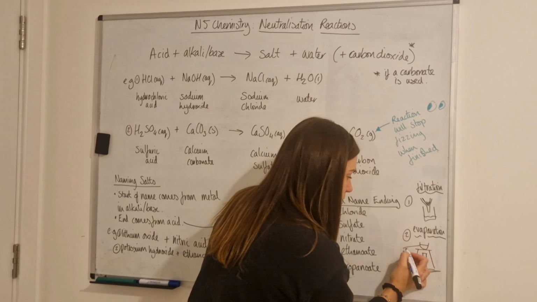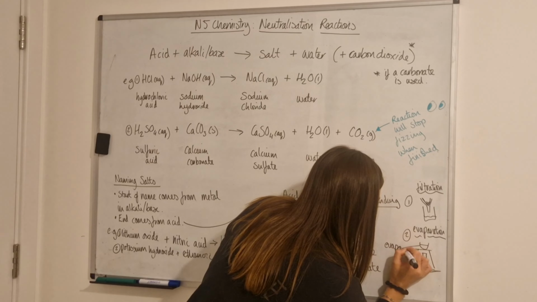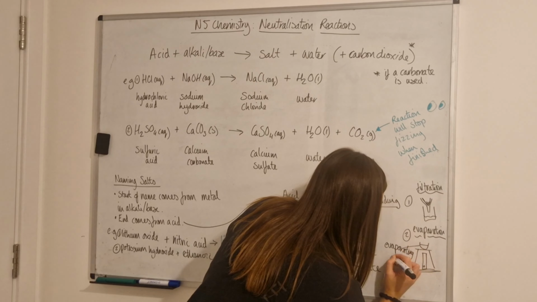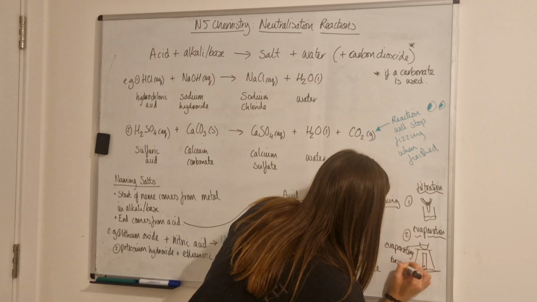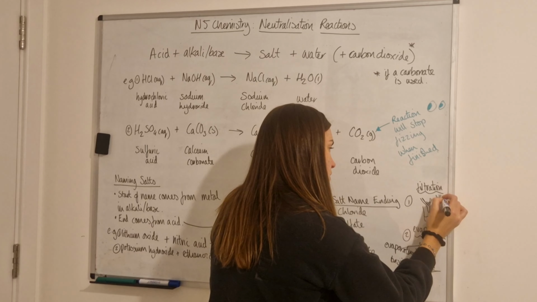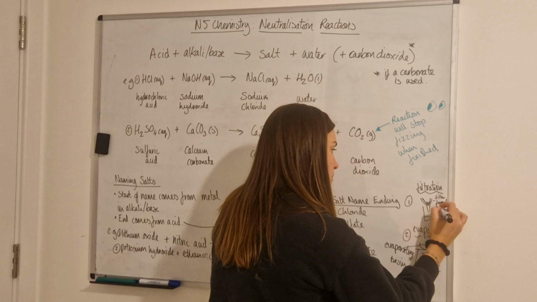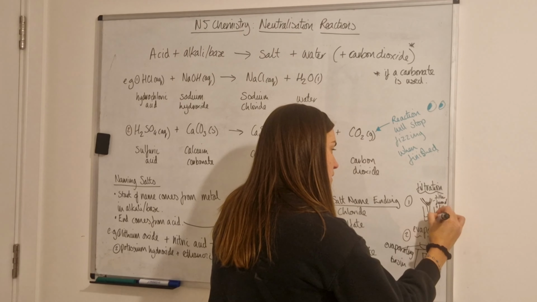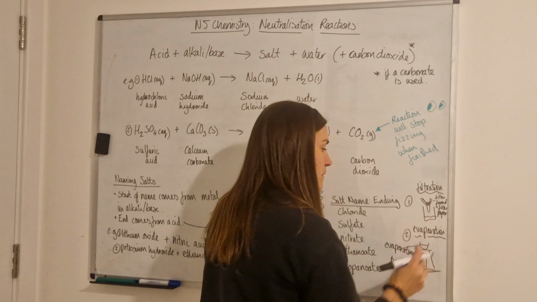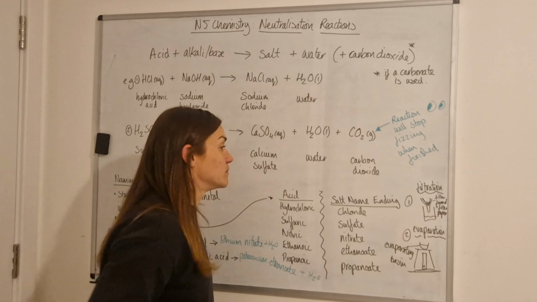So you would probably need to label these. That's the evaporating basin. And then this apparatus is a filter funnel and filter paper. Okay, but those are the two steps to obtaining that dry sample.